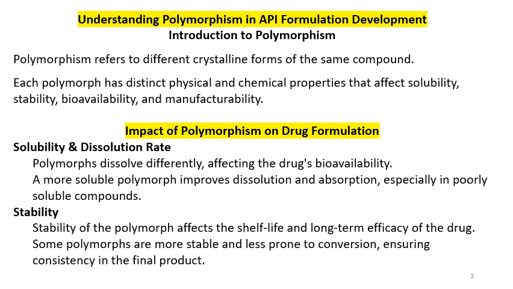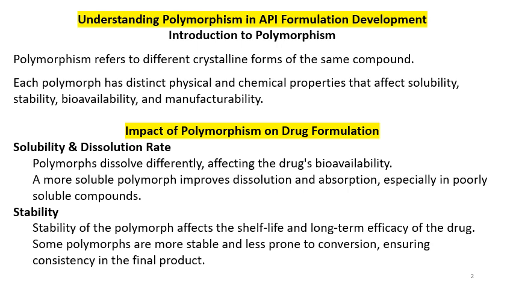More soluble polymorphs improve dissolution and absorption, especially in poorly soluble compounds. So if the drug belongs to BCS class 2 and 4, and it's showing polymorphism, then it is a very critical aspect. Also, stability is affected by the polymorphic form. So the second point is stability. Stability of the polymorph affects the shelf life and long-term efficacy of the drug.